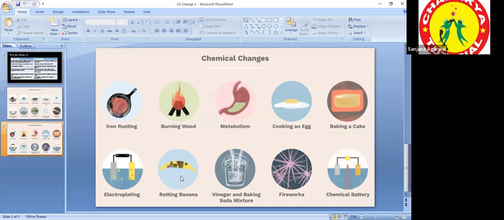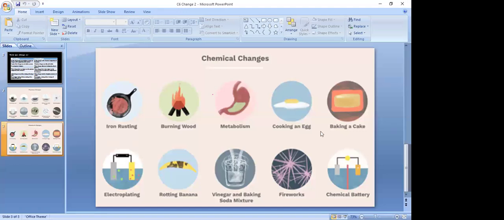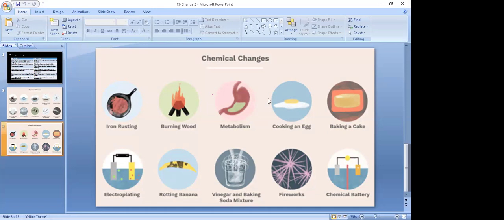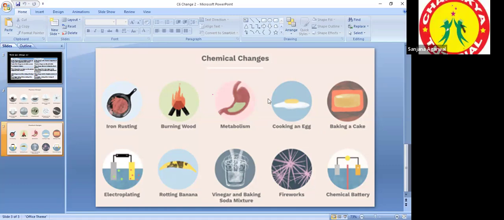Rotting of banana, or you can say ripening of fruits, is also a chemical change. Vinegar and baking soda mixture, fireworks, bursting of crackers, chemical battery, etc. What is metabolism? Metabolism, you can say digestion of food. Okay. Want to note any new examples? Yes, ma'am.